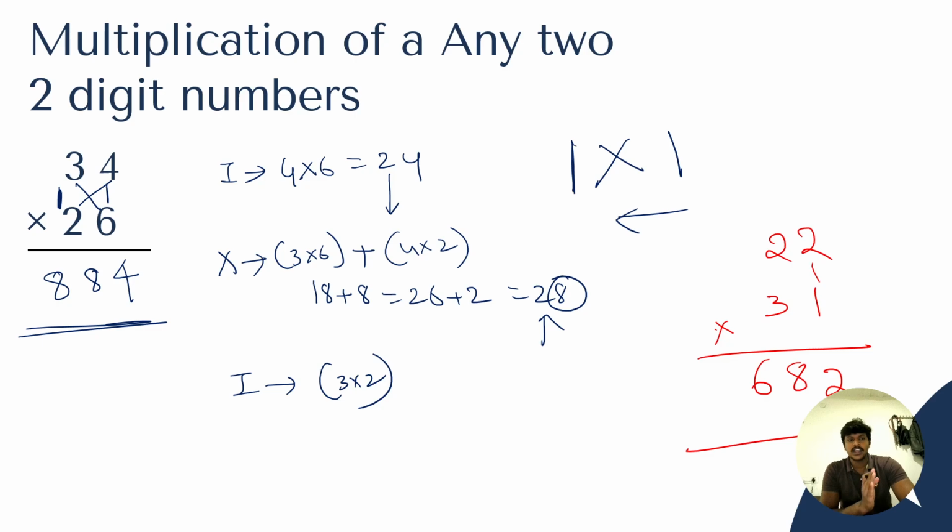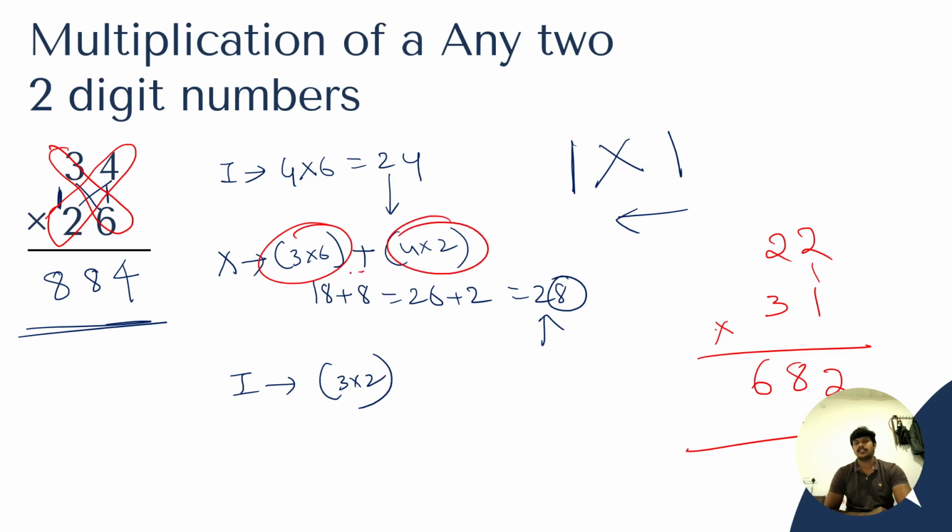First I, then X. Remember, people are going to make mistakes at X. X means you have to multiply in the X symbol. Like you have to multiply 3 and 6 and you have to multiply 2 and 4. But you have to add both of them. Like multiplication, add both the answers. That will give you your final number. Okay. But when you are doing, how are you going to do? Let's go one more time.